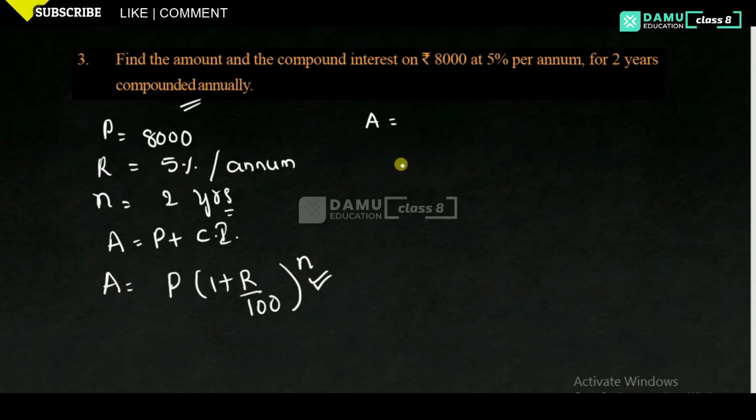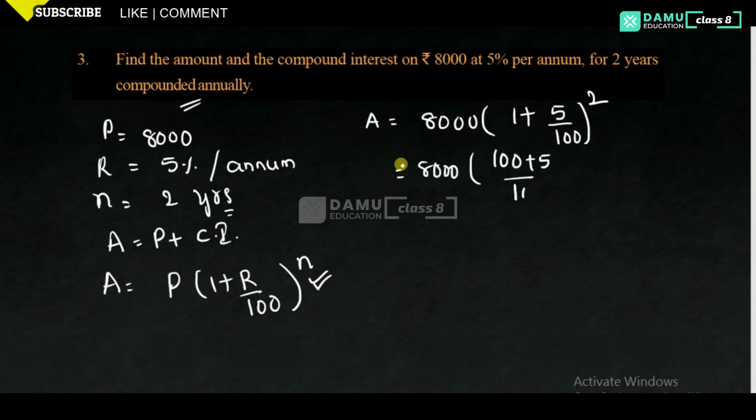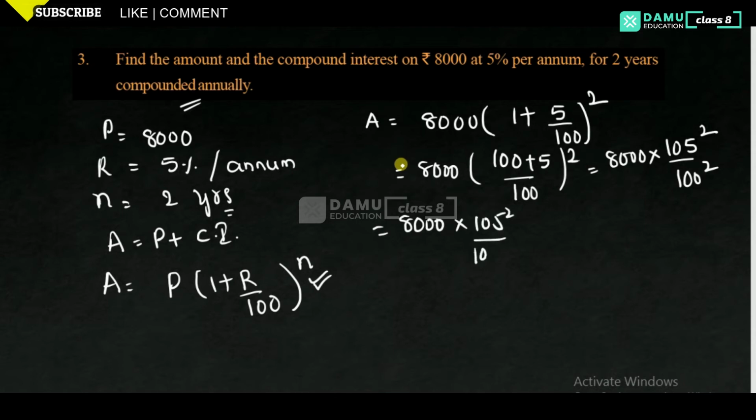Let's take the amount will be equal to principal 8,000 into 1 plus rate of interest 5 by 100, whole square. So 8,000 into 105 by 100 whole square. So you can take 8,000 into 105 whole square by 100 squared. So 3 zeros are going to cancel. Then 8 by 10 into 105 whole square.